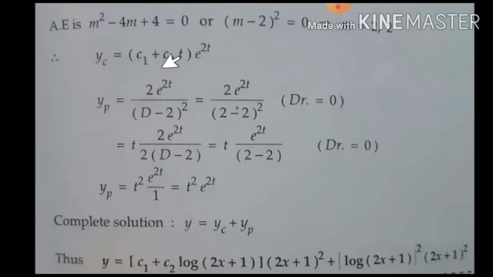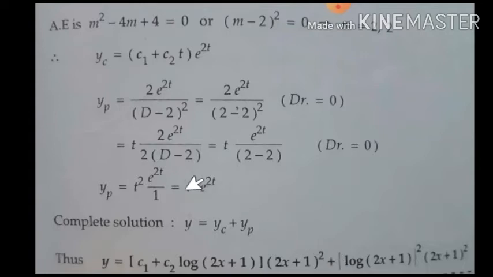C1 plus C2, wherever t is there, log of 2x plus 1 I have written. Observe that, leave this 2. e to the power of t should be written as, observe, e to the power of t, only this term can be written as 2x plus 1. So power 2 is left out. So power 2 you should substitute.